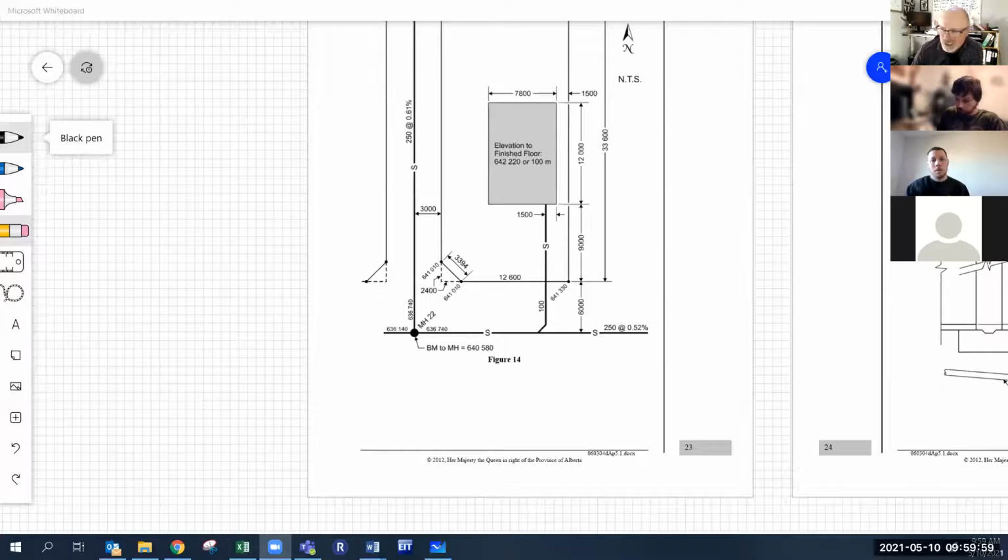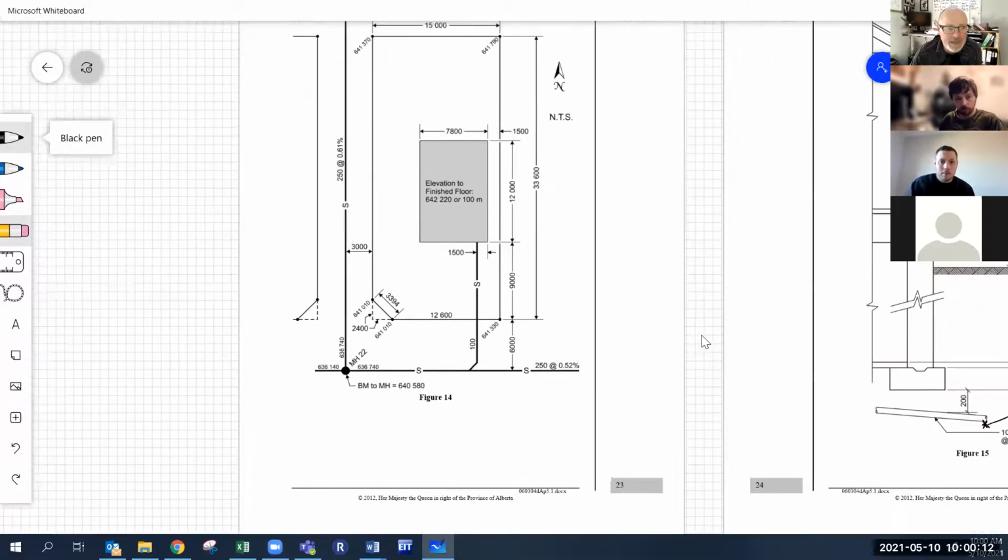Okay, the next question is, what is the difference in elevation between the finished floor of the house and the top of the manhole? So the manhole elevation is 640,580. The finished floor elevation is 642,220. So we subtract those two.